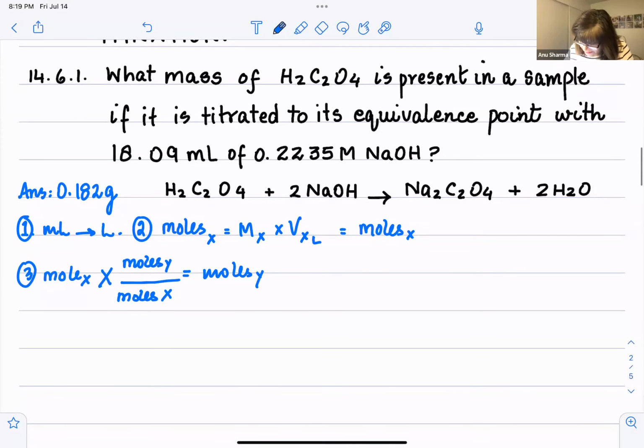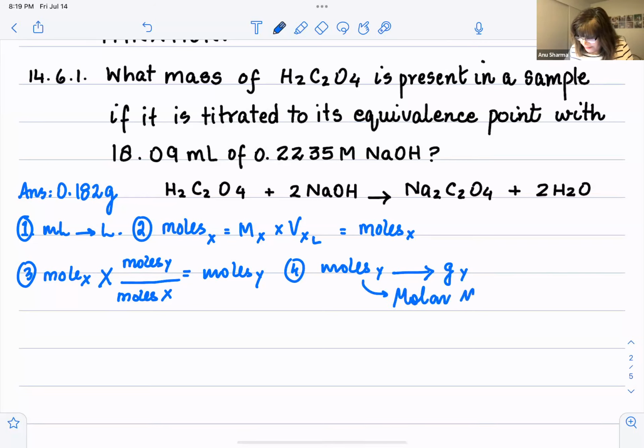Then what do you do next? Next, in this case, they are asking you to find the mass. So you take the moles of Y, and now you can find the grams of Y. How? You're going to use the molar mass. Okay, so this is one piece.